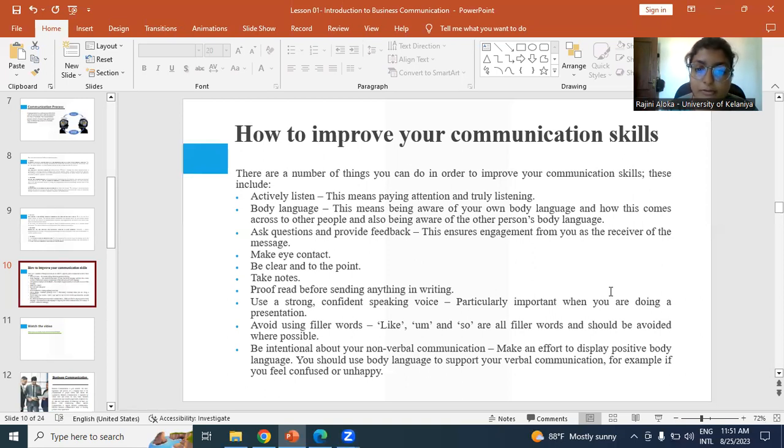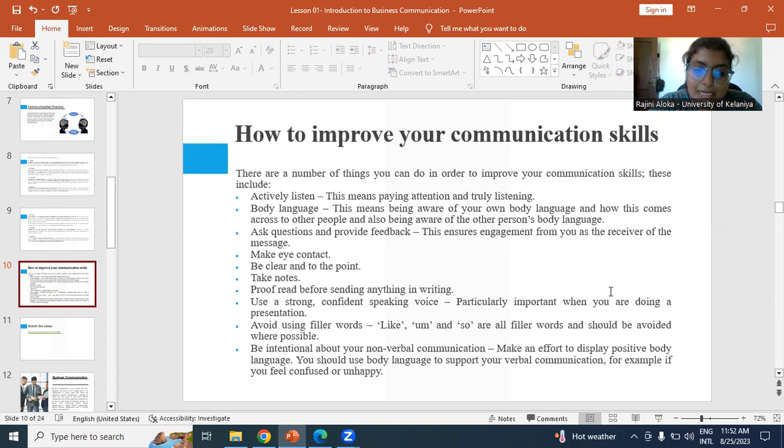Use a strong, confident speaking voice, particularly important when you are doing a presentation. Avoid using filler words. All filler words should be avoided where possible, especially when presenting. If you're always using filler words all the time, that shows that you're not prepared or you're not sure about what you're saying.